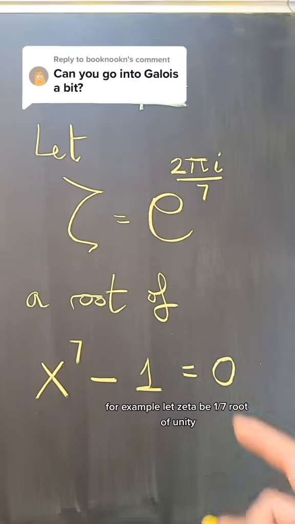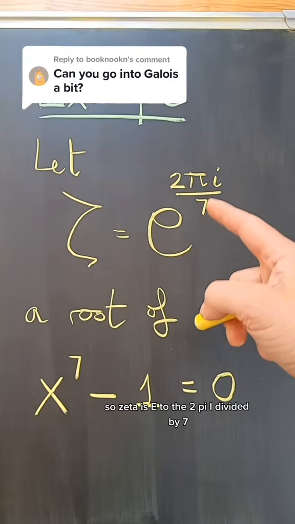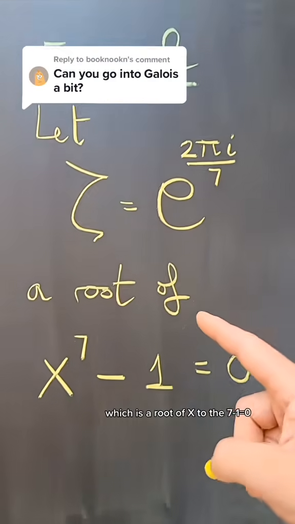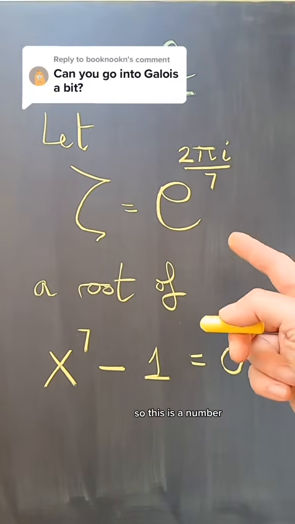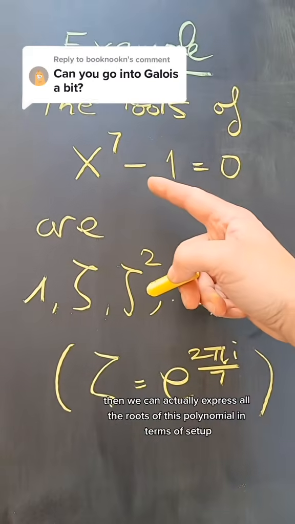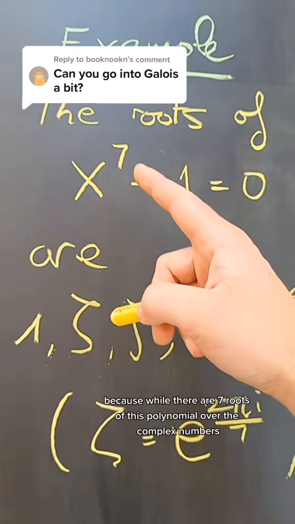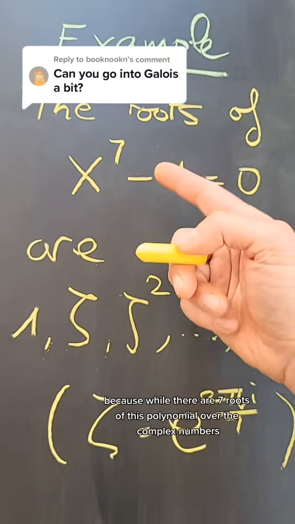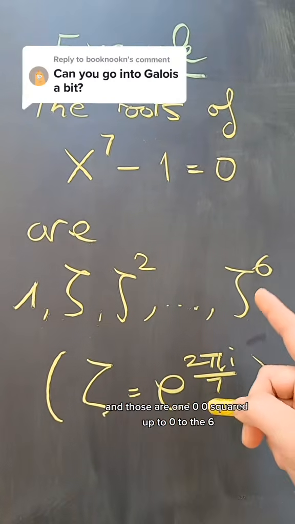For example, let zeta be a seventh root of unity. So zeta is e to the 2 pi i divided by 7, which is a root of x to the 7 minus 1 equals 0. So this is a number whose seventh power equals 1. Then we can express all the roots of this polynomial in terms of zeta, because there are 7 roots of this polynomial over the complex numbers, and those are 1, zeta, zeta squared, up to zeta to the 6.